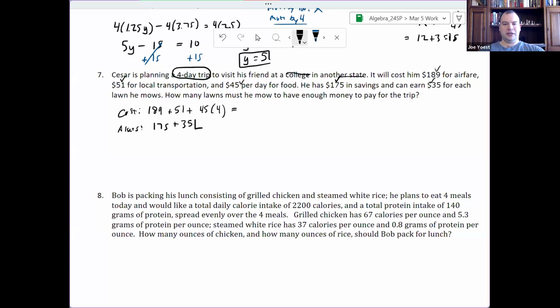So let's figure out what this cost is. We need to do 45 times 4. So 45 times 2 is 90, times 2 is 180. So we have 180 plus 9 plus 51 plus 180. 180 and 180 is 360. And then 51 plus 9 is 60. So that's $420 he needs. And the amount he'll have after mowing L number of lawns is 175 plus 35L. So we just set these two equal to one another.